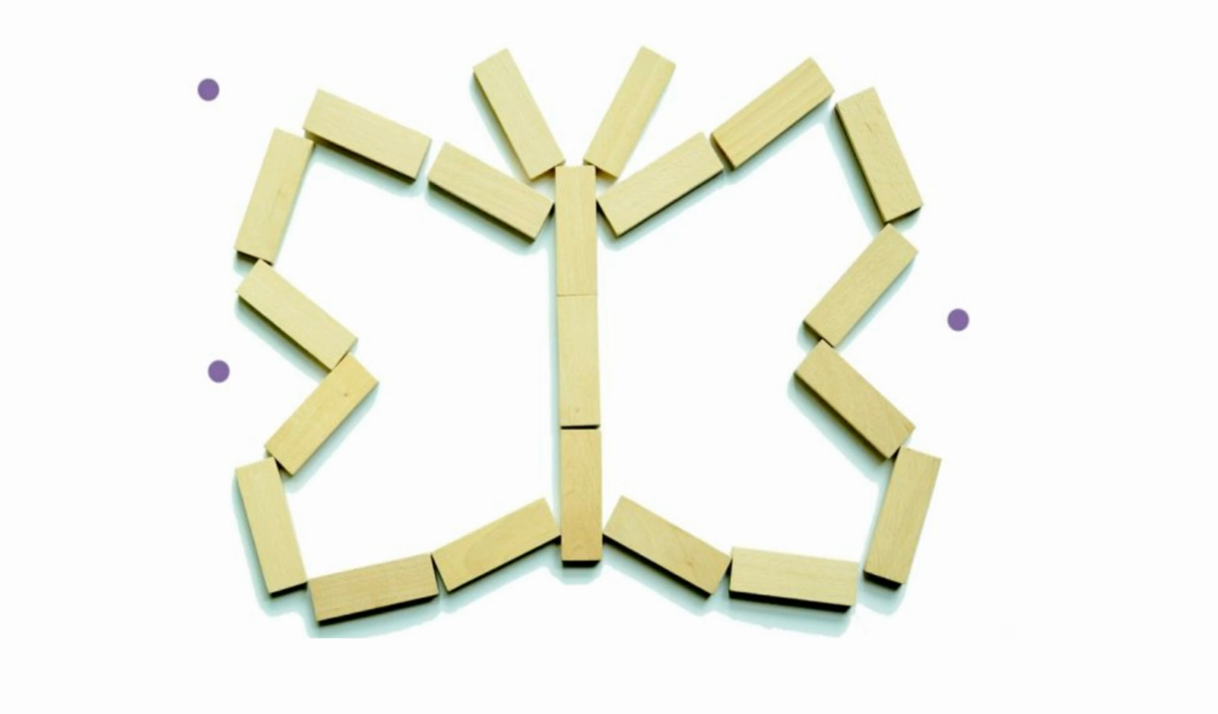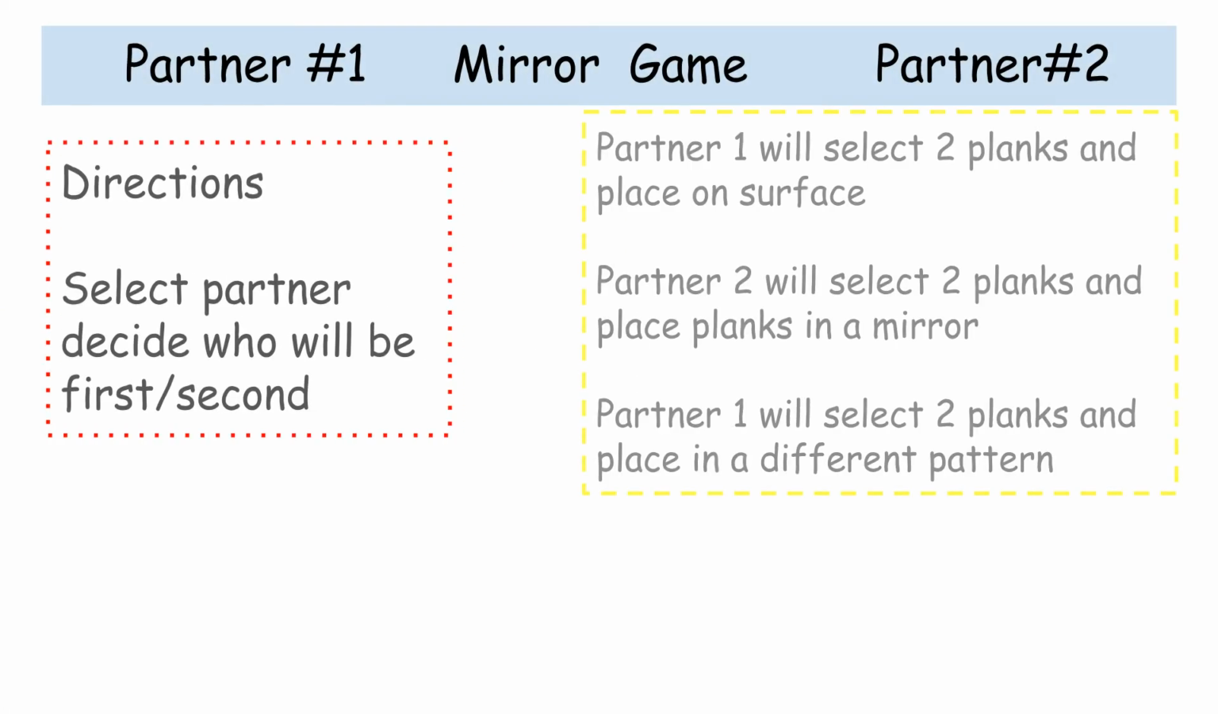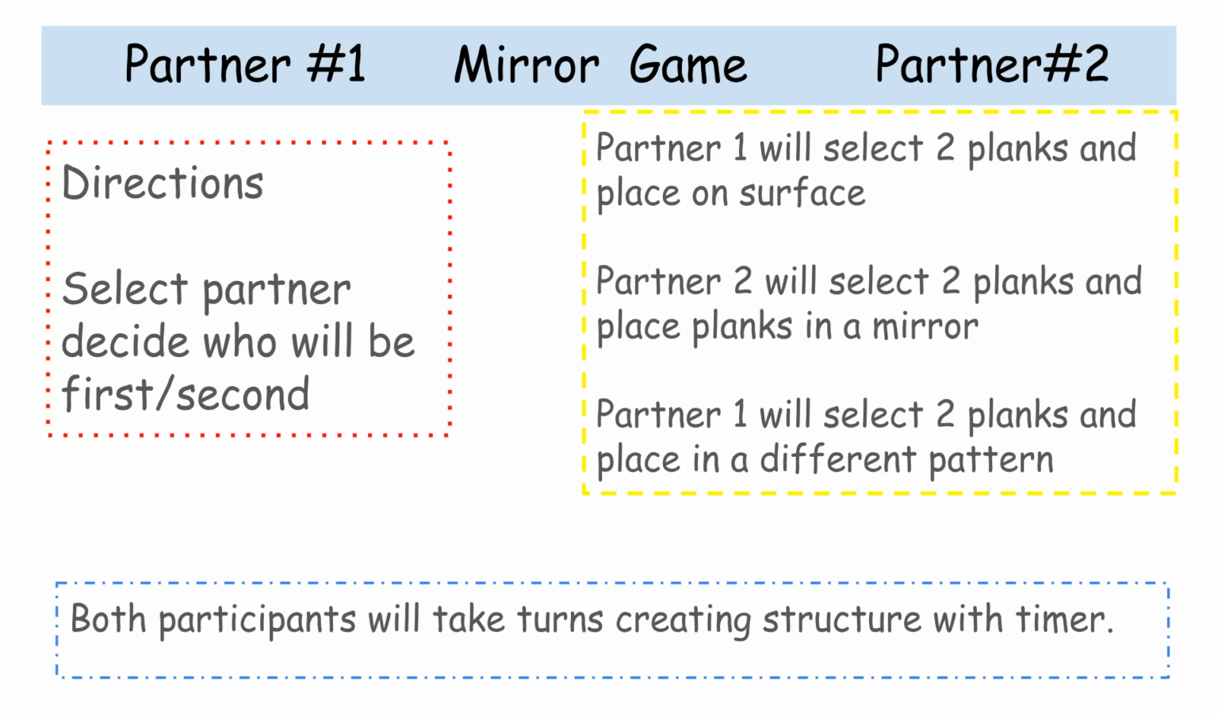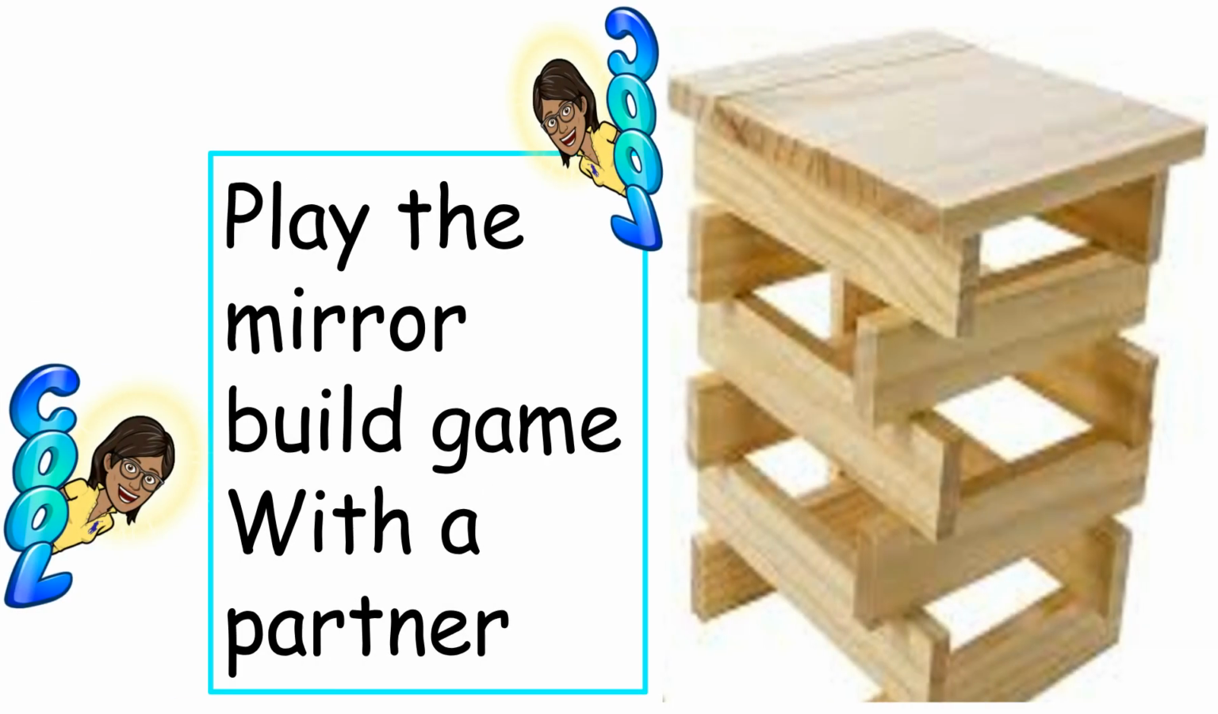Next, let's explore a collaborative activity called the mirror game. Select a partner and decide who will be partner 1 and partner 2. In the mirror game, partner 1 places planks in a pattern. Partner 2 mirrors that pattern. Then, partner 1 creates a new pattern. Both partners take turns creating structures against a timer, building on each other's work. Play the mirror build game with a partner to enhance communication and spatial reasoning skills.